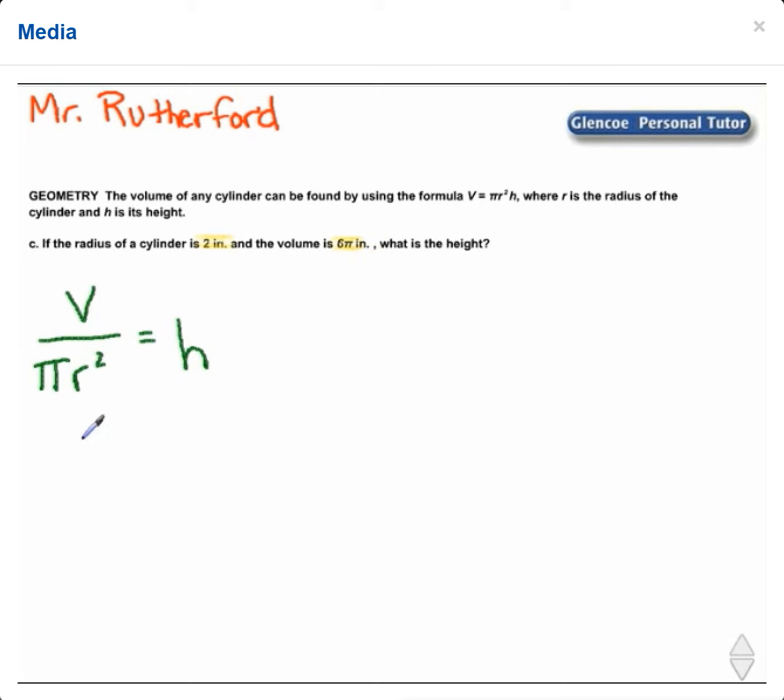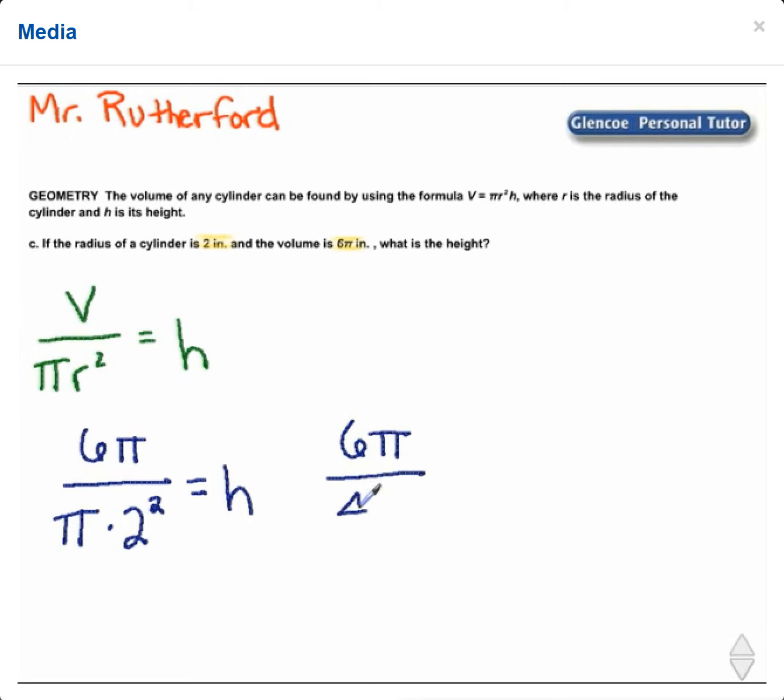So our volume here is 6 pi divided by pi times 2 squared. And that will equal our height. Now we can simplify that to 6 pi over 4 pi, because 2 squared is 4, and so I'll put the number in front of pi, and that equals our height, and that will simplify to 3 over 2, or we can write that as 1.5 inches, because our units are inches.